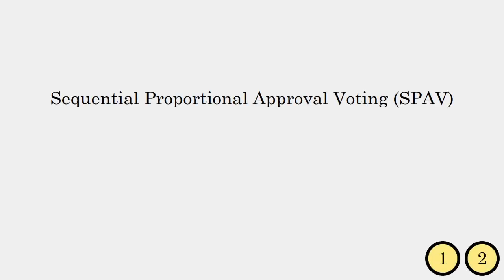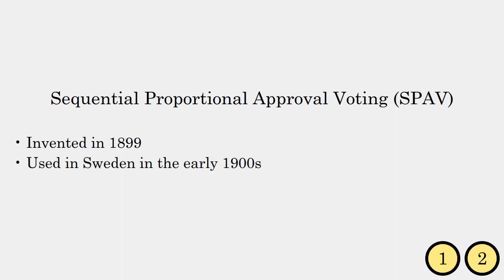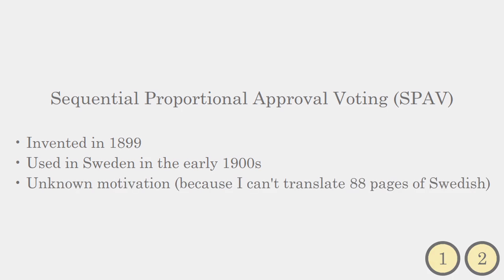Sequential proportional approval voting, or SPAV for short, is a proportionally representative voting system based on approval voting. Invented by the statistician Thorvald Thiele in 1899, it was used in Sweden for a short time in the early 1900s. If there is a motivation, you can likely find it in the citation too. I didn't bother to find out because A, it's 88 pages long, and more importantly B, I don't understand Swedish.